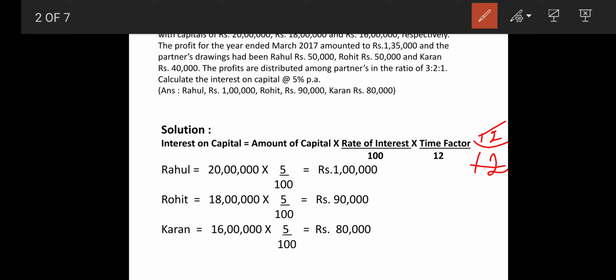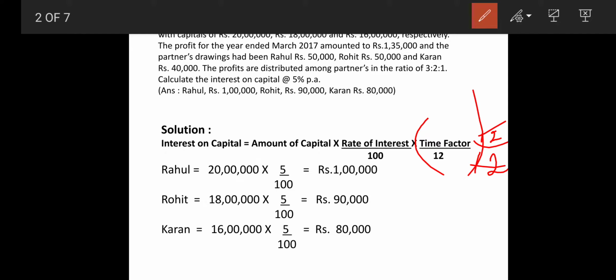So when we are calculating this, we directly do the working as 20 lakhs at a rate of 5%. Interest on capital is the amount of capital multiplied by the rate of interest multiplied by time factor upon 12. If you don't write the time factor here, because no months are given, that is also okay. So now we are calculating this.